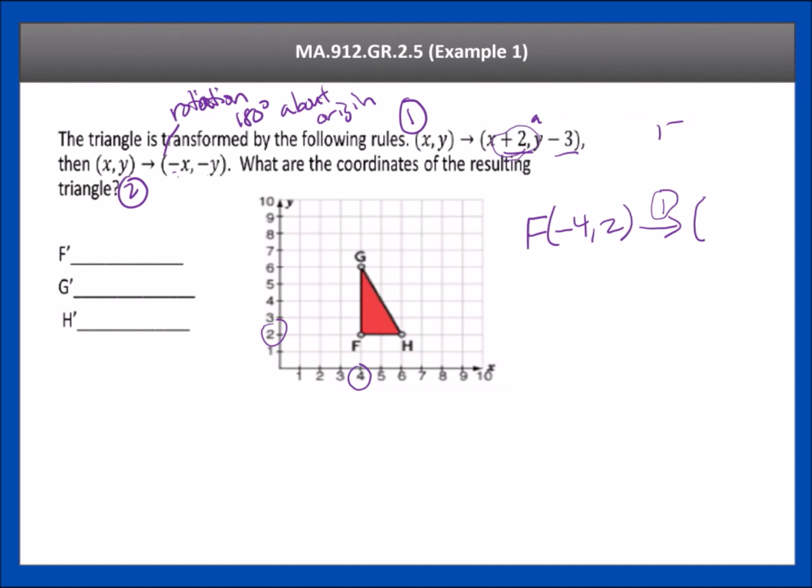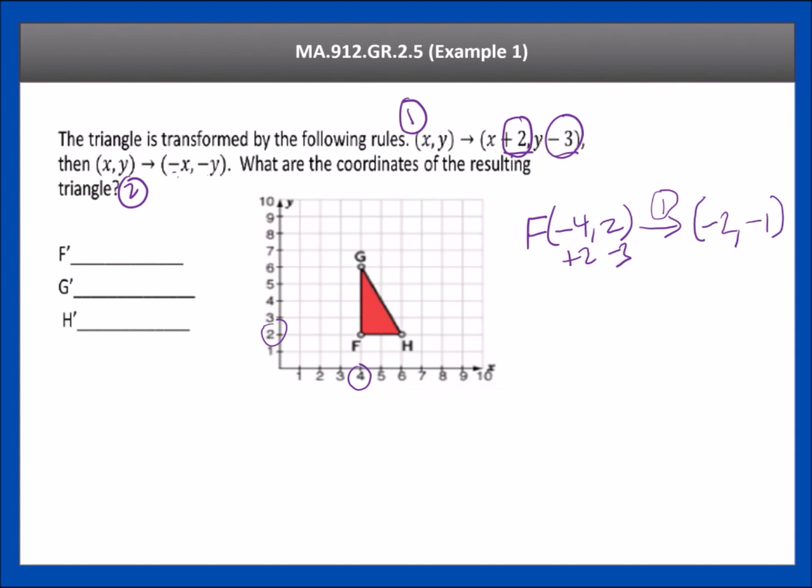Let me erase all this because I don't need this anymore. We're going to add 2 to the x coordinate and then subtract 3 from the y coordinate. So -4 plus 2 is -2. The 2 minus 3 is -1. So that takes care of the first transformation.